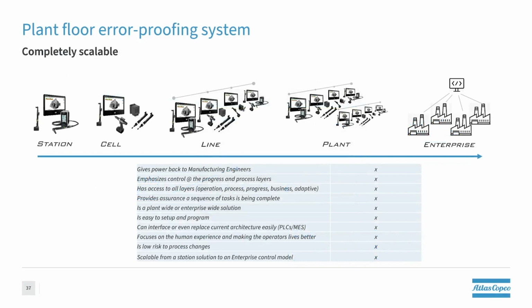Well, this software should give power back to the manufacturing engineers. It should emphasize control at the progress and process layers. It should be able to have access to all controls where it's needed, provide assurance that all tasks are being complete, scalable from a station to a line to a plant or even a company-wide solution, easy to set up and program for agility within the manufacturing world, focus on the human experience to make operators and people who are configuring the process control devices' lives better, and is low risk when you implement any type of changes.